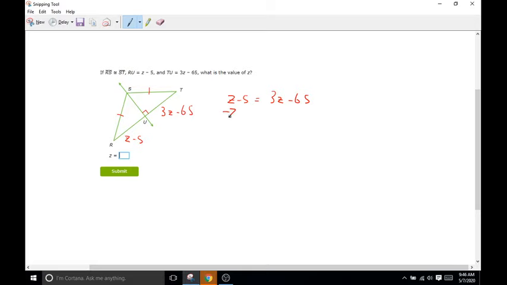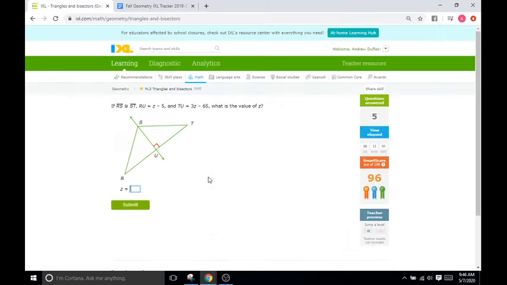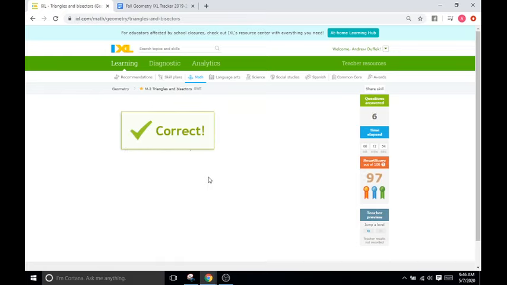I'm going to subtract the Z from this side over to this side. So we have negative 5 equals 3Z minus Z is 2Z minus 65. And then to get Z by itself, I'm going to add 65 to both sides. So that's 60 equals 2Z. All right, and then we're going to divide both sides by 2. So we are left with 30 equals Z. All right, so that's our answer. Z is 30. So we'll go back, type in 30, and there we have it.